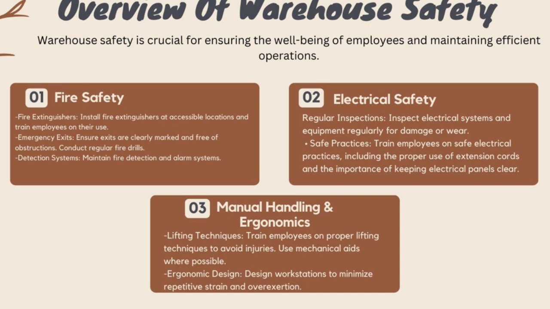Next, overview of warehouse safety. Warehouse safety is crucial for ensuring the well-being of employees and maintaining efficient operation. Number 1, fire safety. Fire extinguisher: install the fire extinguisher at accessible location and train employees on their use. Next, emergency exit: ensure exits are clearly marked and free of obstruction. Conduct regular fire drills. Last, detection system: maintain fire detection and alarm system.